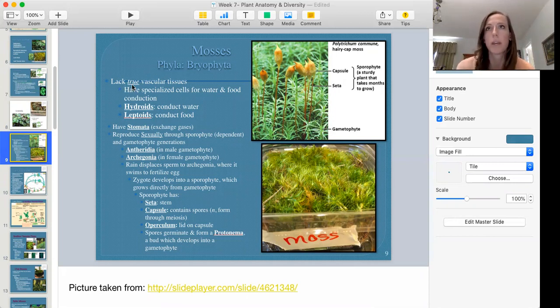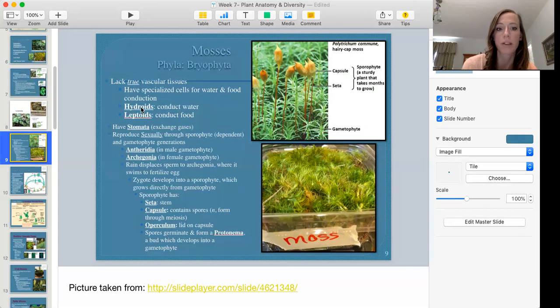So as we get to the more developed plants, you'll hear the word xylem and phloem. Xylem are going to be cells and structures that transport water far distances within the plant. And then phloem are similar structures, but for the movement of sugars throughout the plant. So mosses are still non-vascular, meaning they don't have those xylem and phloem, but they are beginning to have some cell specialization for conduction of water and food.